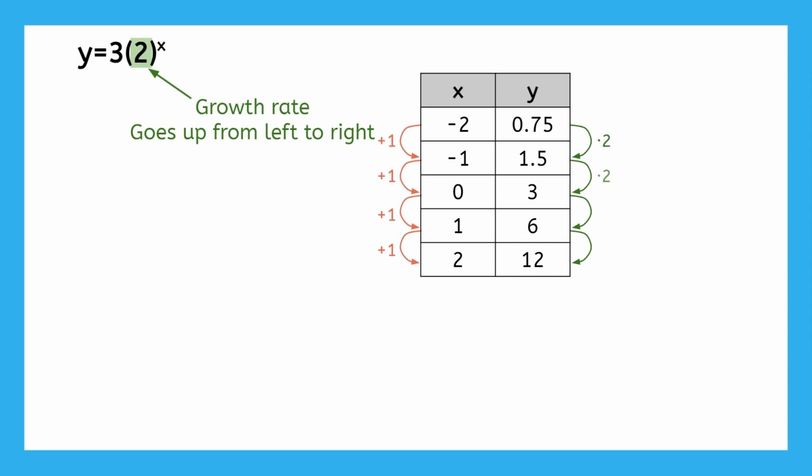Does that work here? Yeah, this is right. Multiplying by the b value works. This factor of 2 is called our common ratio. So let's include that in our description for b.